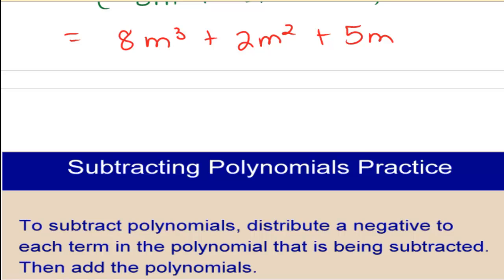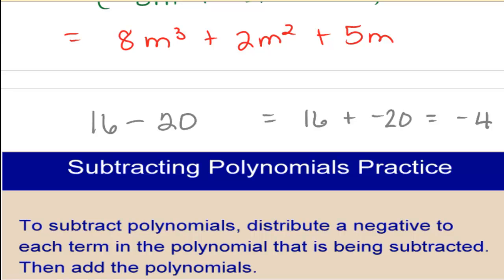When you subtract polynomials, you take the first polynomial, subtract the second polynomial, and so what you're ultimately going to be doing is changing subtraction to addition. Just like, for example, if we were working with 16 minus 20, we would actually change this to 16 plus negative 20, which would give us negative 4.